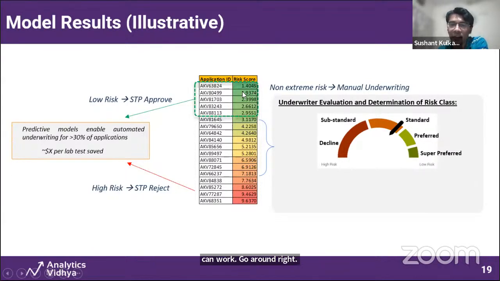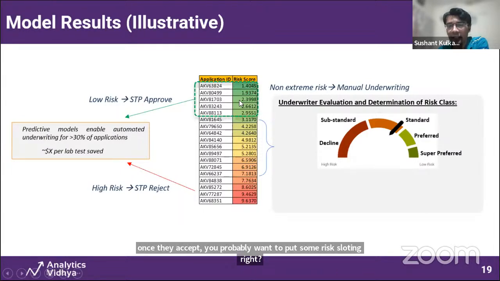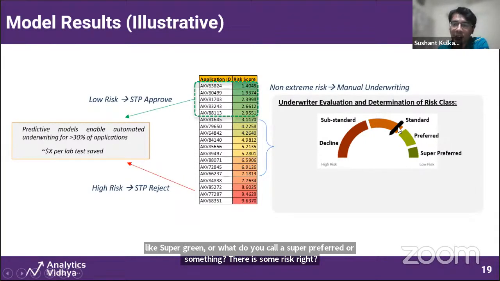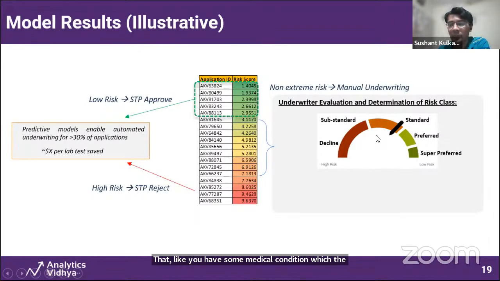So whether, okay, you're accepting, but what's the risk level within that, whether it's super green or what you call super preferred or something. There is some risk, right? Like you have some medical condition which the person recovered from 2-3 years ago, but you're not sure if that can reoccur. So you probably want some of that to be in the standard, versus somebody with no health condition at all to be a super preferred.